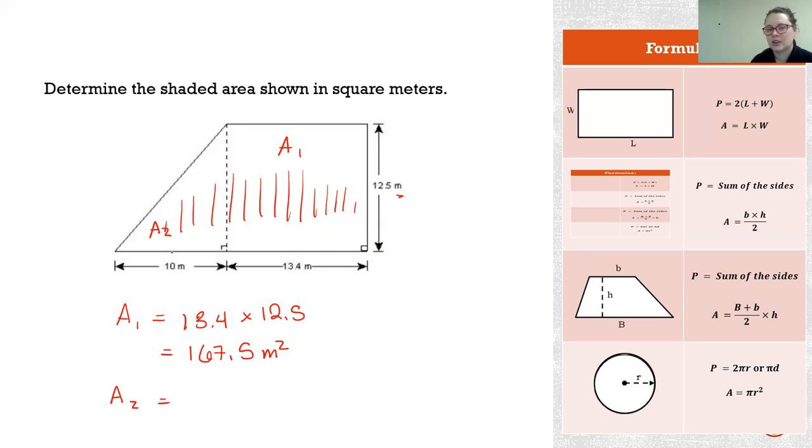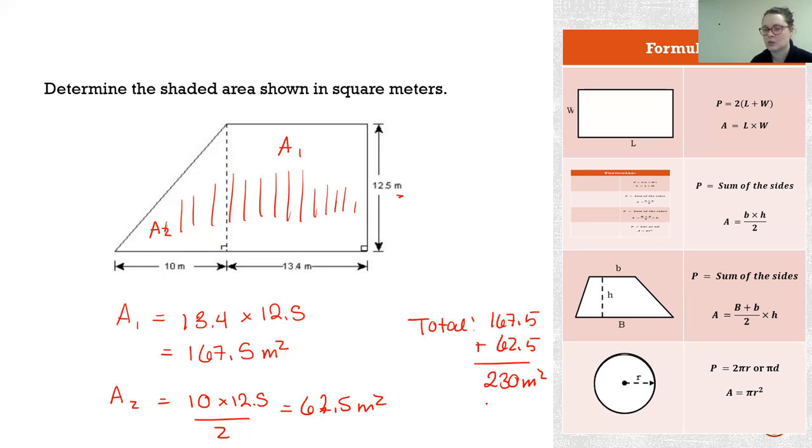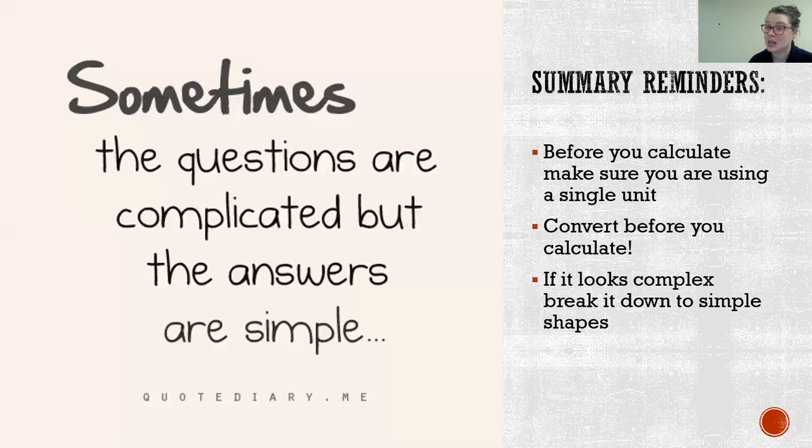Area 2 is our triangle. It has a base of 10 and its height is the same as the 12.5. So 10 times 12.5 divided by 2 gives us 62.5 meters squared. The total, 167.5 plus 62.5 adds up to 230 meters squared. So nice and simple. Just break it down and look at each piece separate rather than all kinds of little bits.